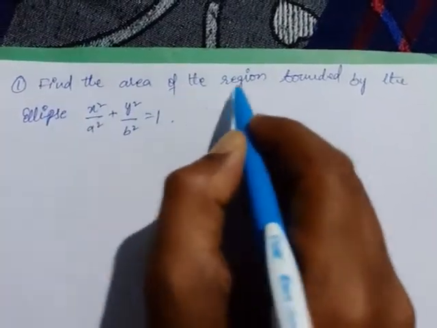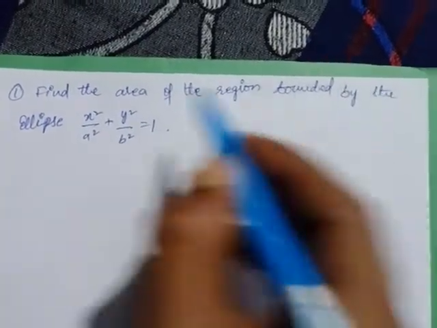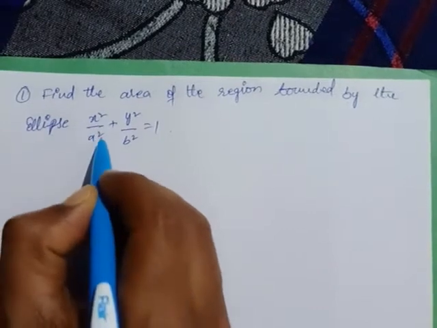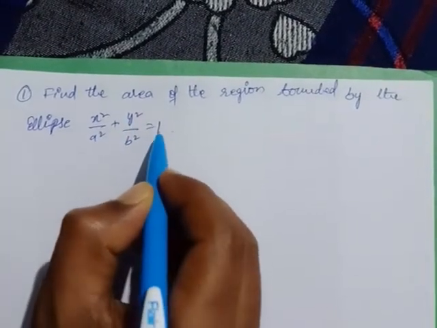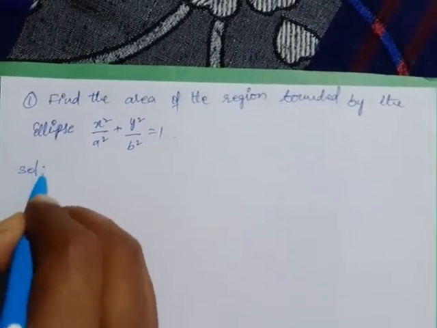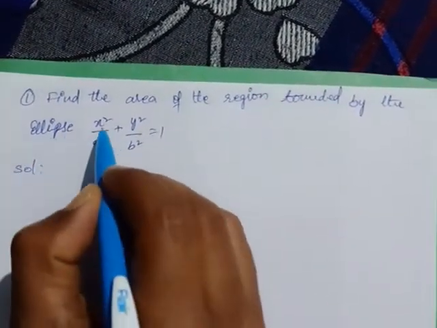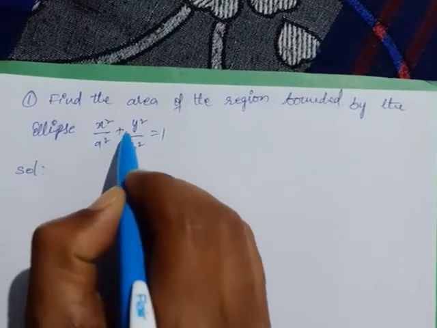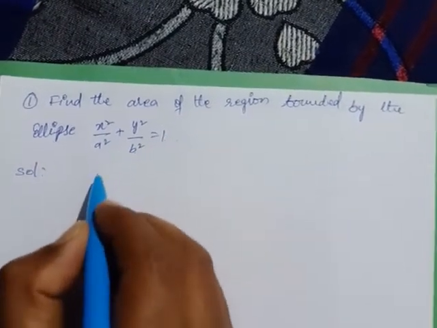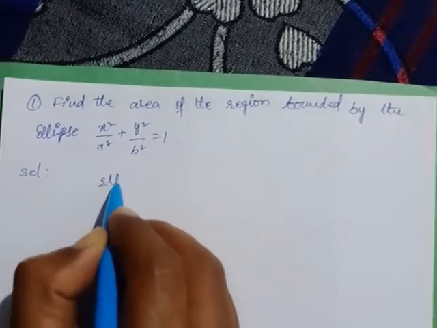Find the area of the region bounded by the ellipse x square by a square plus y square by b square is equal to 1. Solution. Here we need to find the area of the ellipse. The equation is x square by a square plus y square by b square is equal to 1. First of all, write down the ellipse equation.